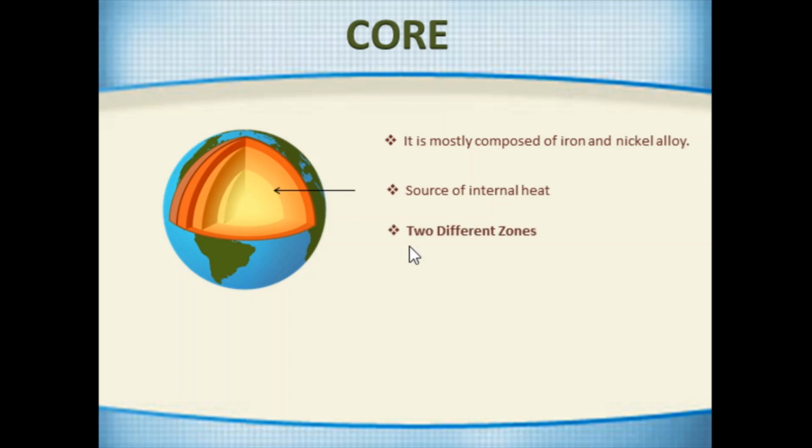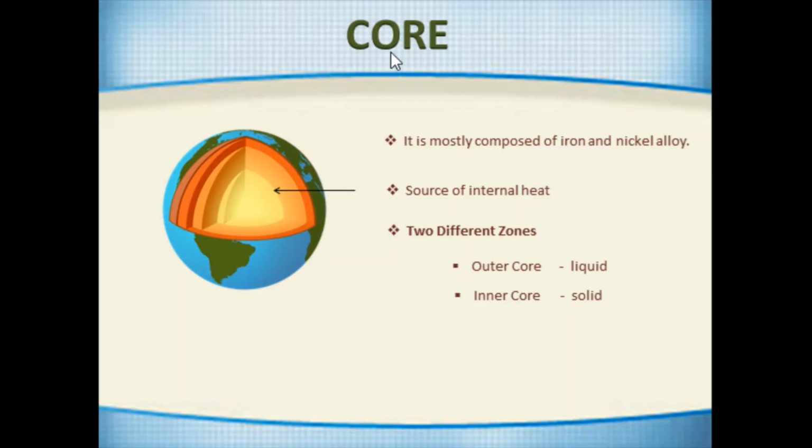As I have said, it has two different zones. First is the outer core, which is this one. The outer core is the liquid part, while the inner core is the solid part. Okay, again, the core has two different zones, the outer core and the inner core. The outer core is the liquid part and the inner core is the solid part. Core. C-O-R-E. Core.